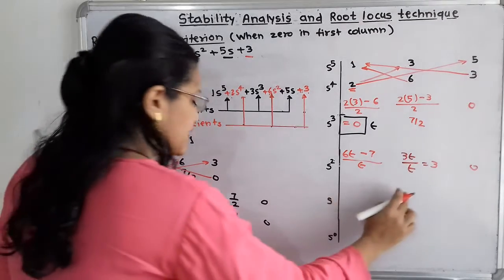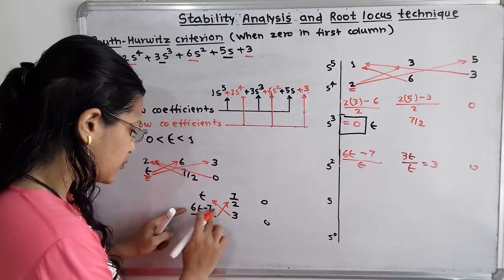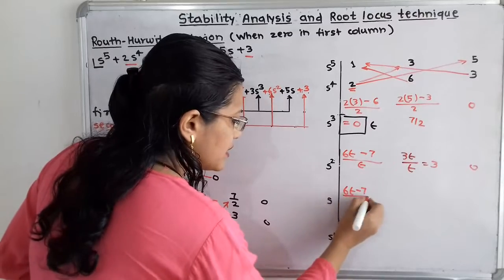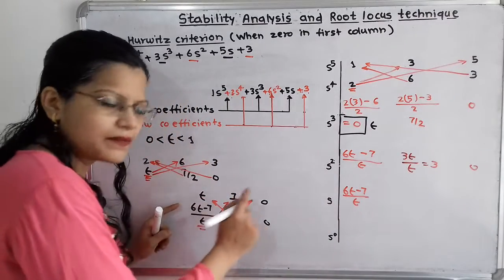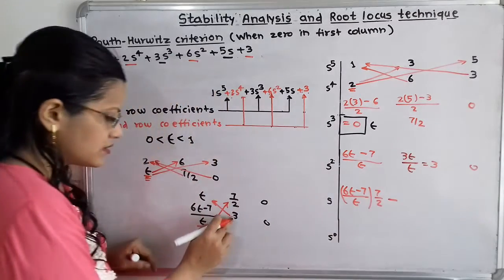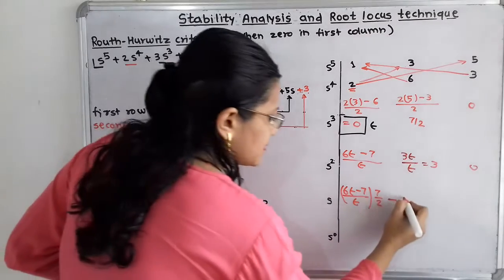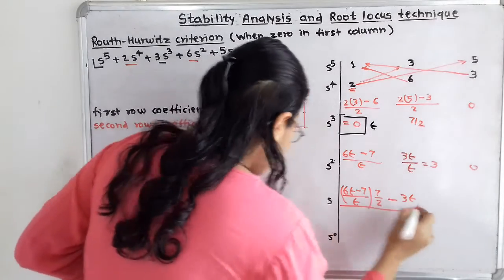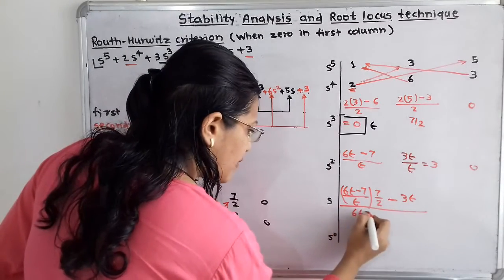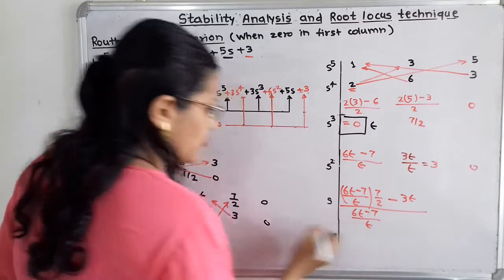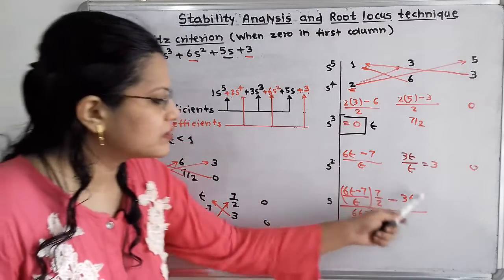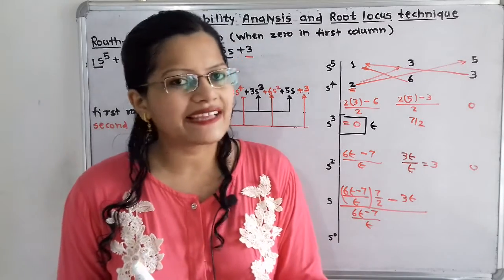Now I will rewrite here: 6 epsilon minus 7 divided by epsilon, bracket complete, multiplied by 7 by 2, minus 3 multiplied by epsilon, that is minus 3 epsilon, divided by, again we have to take this, that is 6 epsilon minus 7 divided by epsilon. Now we have to simplify this. So how to simplify this? We will first solve the numerator and then we will take the denominator.